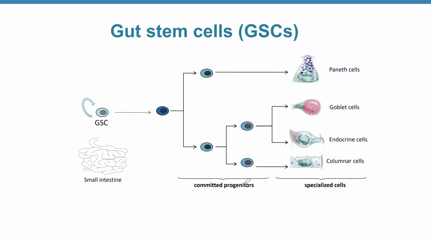Those committed progenitor cells then will differentiate into Paneth cells, goblet cells, endocrine cells, and columnar cells. Those are specialized cells found in your GI tract.